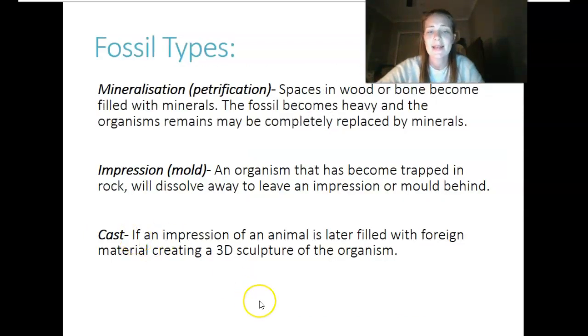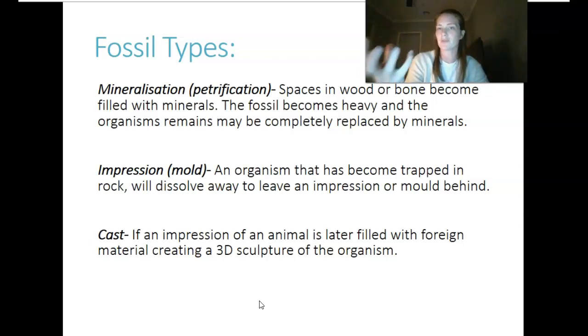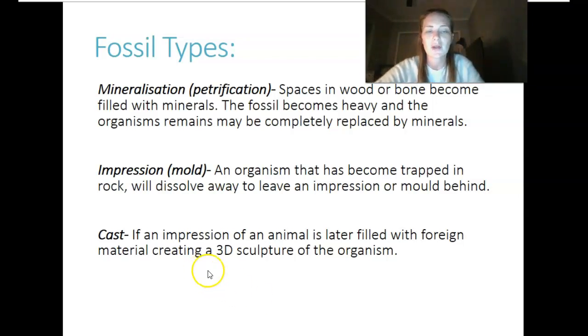A cast is then the opposite of that. A cast is another material that has filled that mold and can be removed from it, and you've got the shape of the organism then intact. So creating a 3D sculpture of the organism using a different material to fill a mold. So that is a cast.